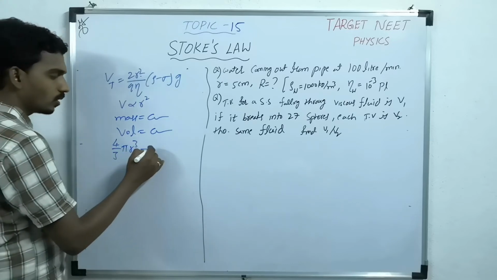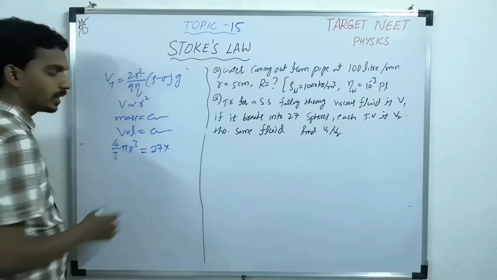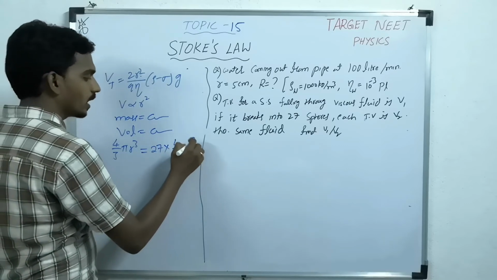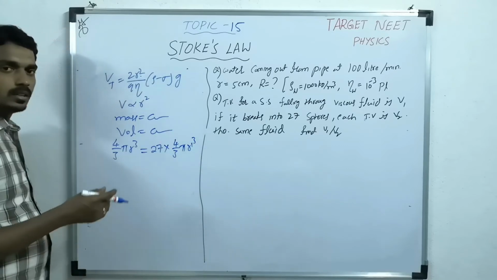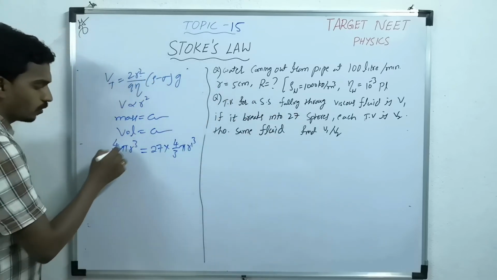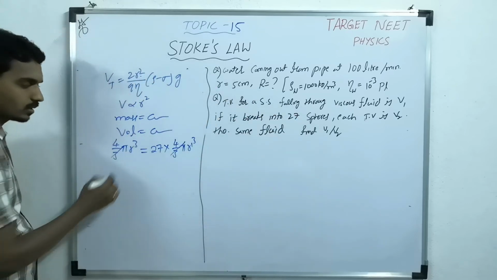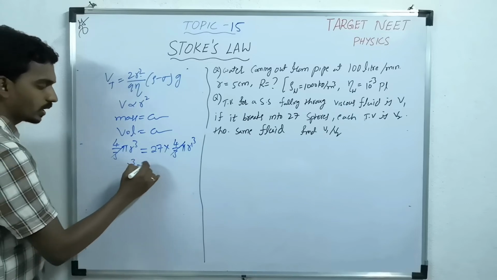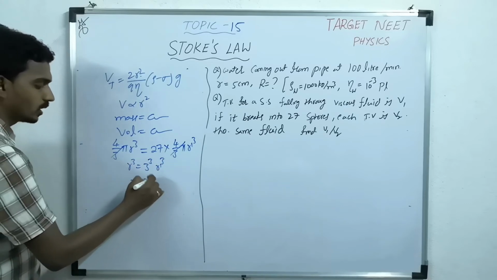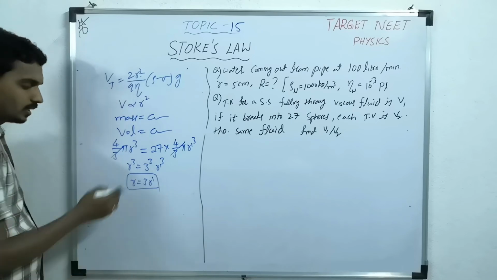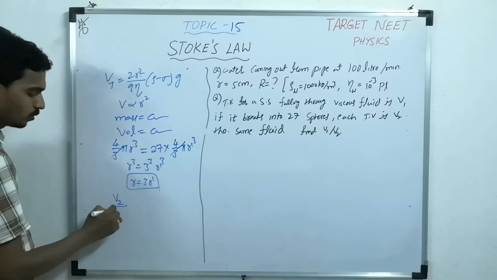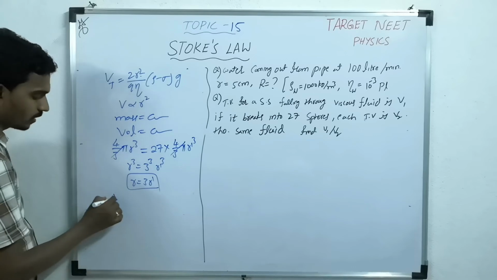Now what is the final volume? It divides into 27, so 27 times 4 by 3 pi r dash cube. What is r dash? Radius of each drop after dividing. Now 4 by 3 pi, 4 by 3 pi cancel. So r cube equal to, I can write it as 3 cube r dash cube. So r equal to 3 r dash. Then you can compare here, V2, they are asking V1 by V2.